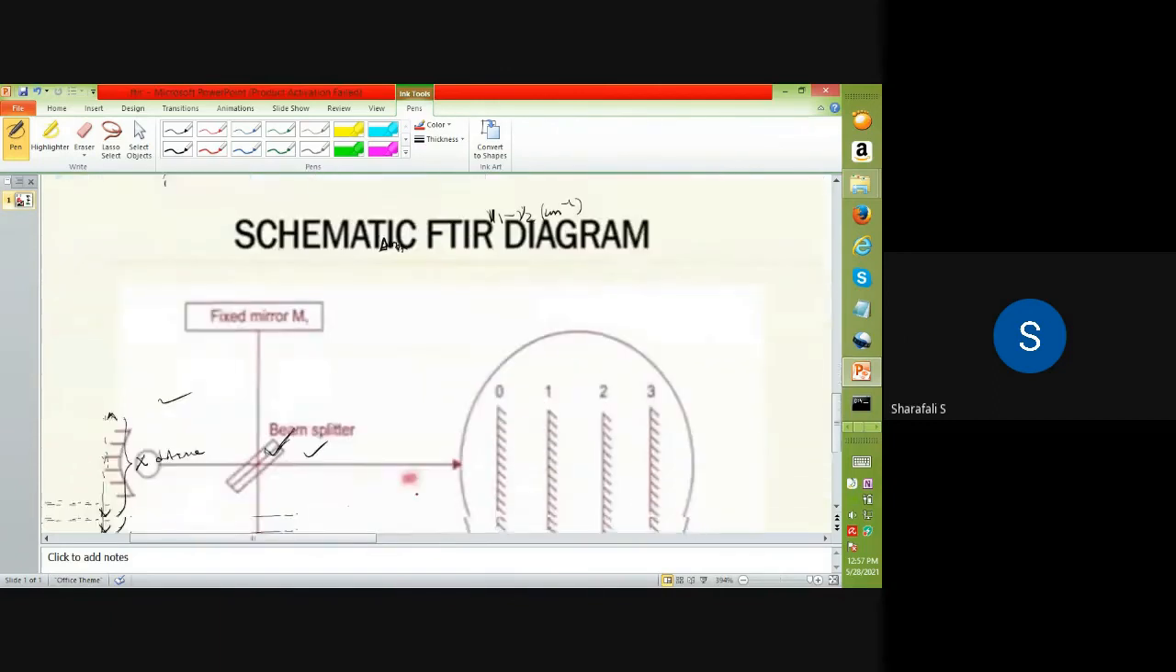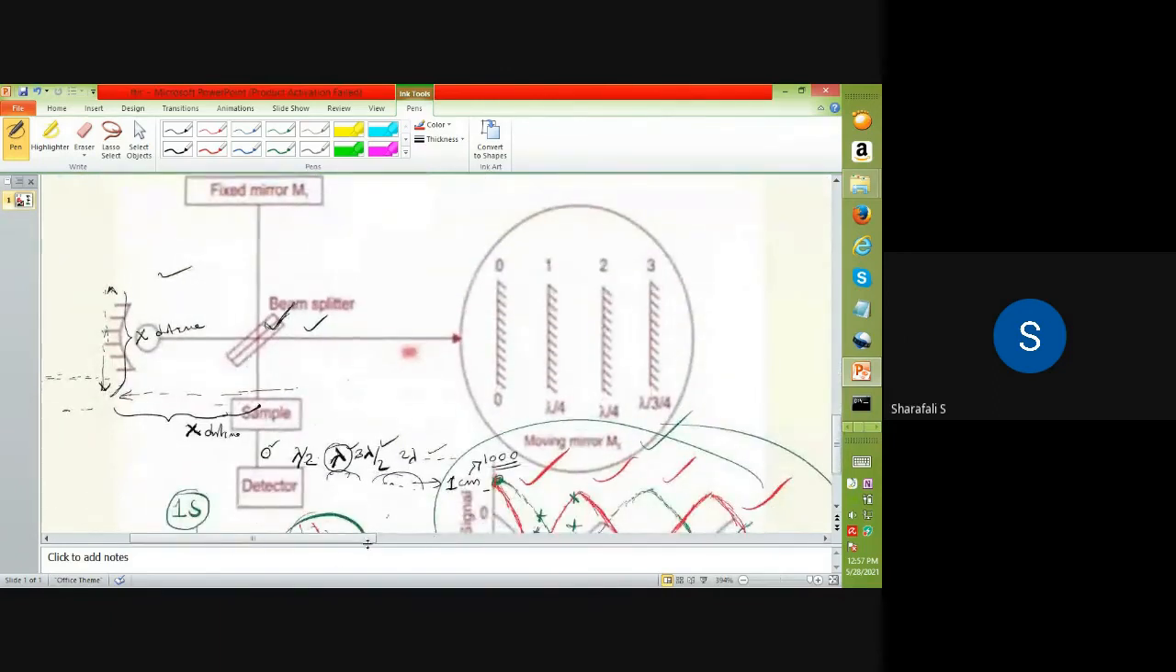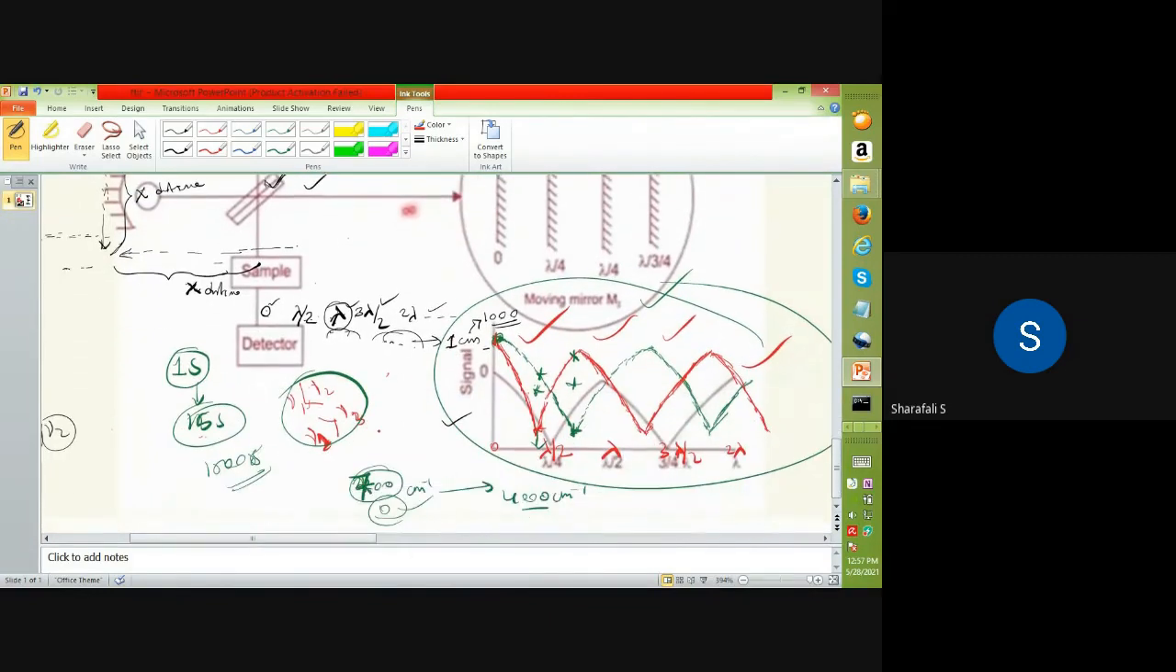I hope you got some ideas. A textbook will not cover this kind of detail. They will just say that interference will happen like that, but this is what is actually happening.